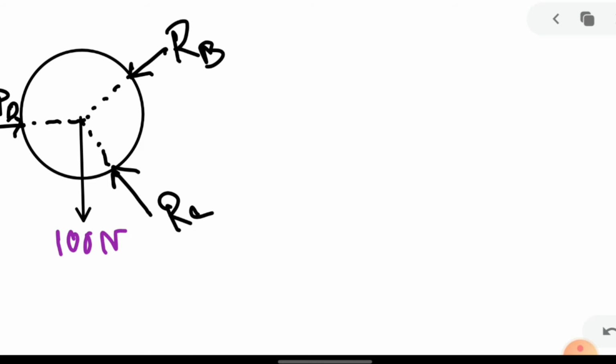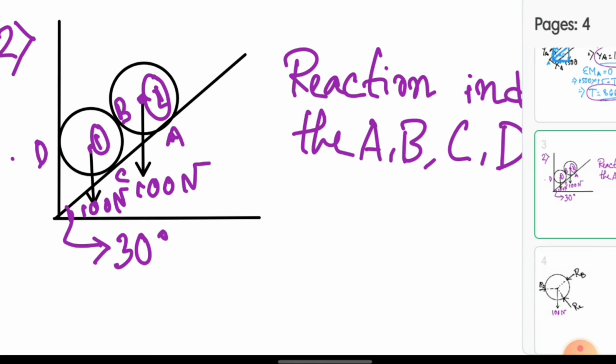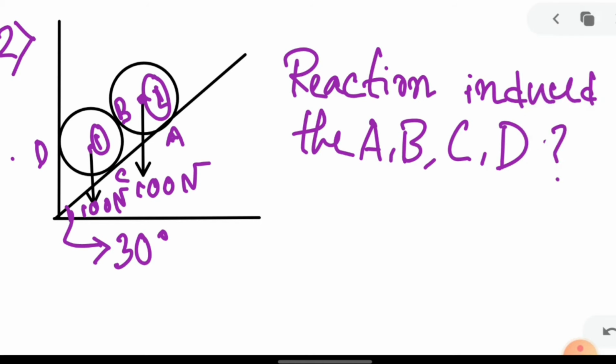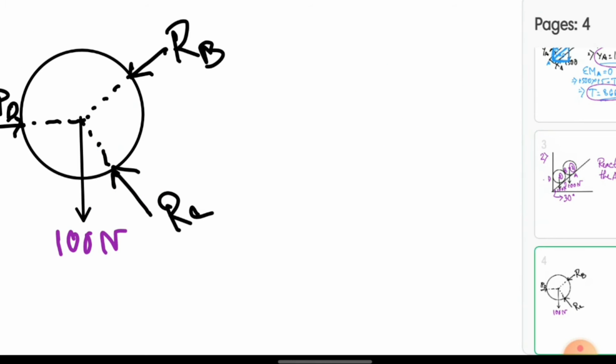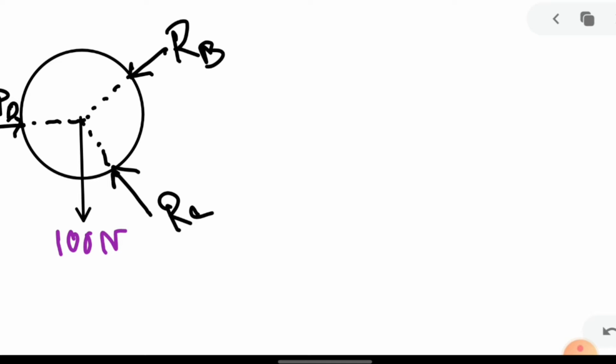In the question it is given that the angle is 30 degree, so the angle between RC and the 100 Newton force is also 30 degree. You can remember that.